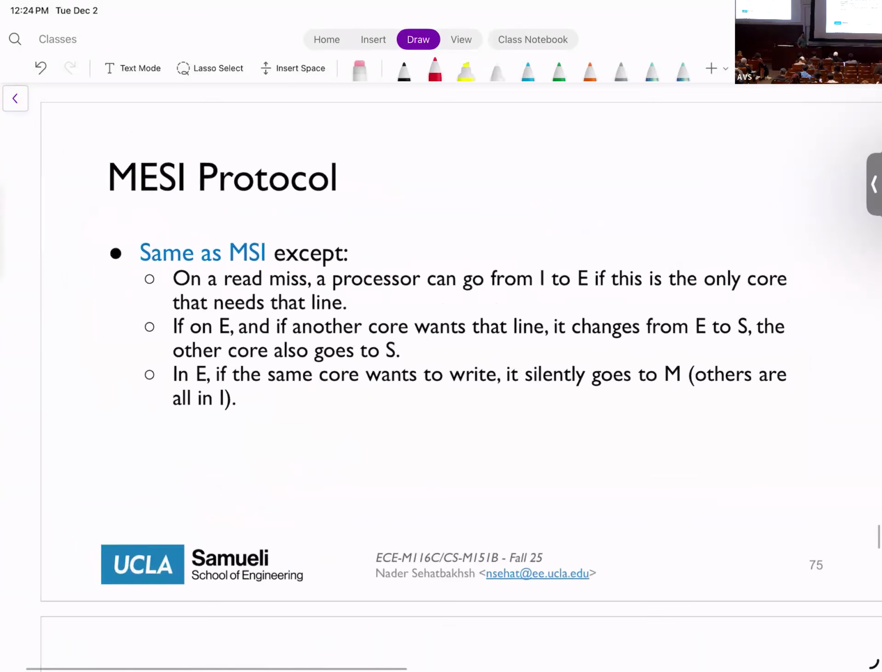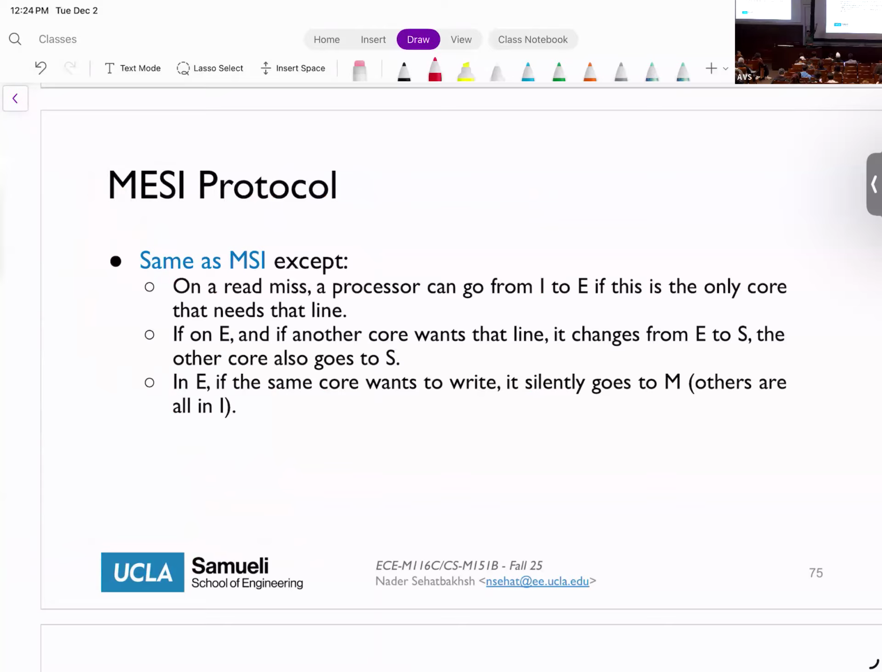So essentially, this will introduce what we call the MESI protocol, which has the M and S and I and E on top of that, okay? So what will happen is that, as I said, on a read miss, if everyone is in the I state, the line requesting that address transitions from I to E, okay? If one line is in E and another line wants to also read that line, the line that is in E goes to S, and the other line also goes to S. This is just a regular S, shared core.